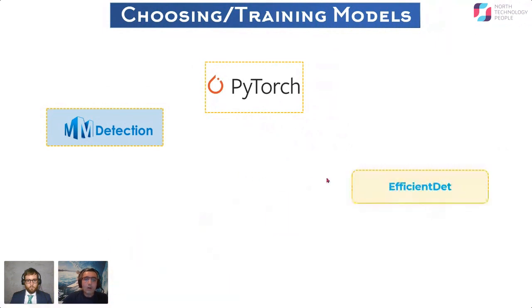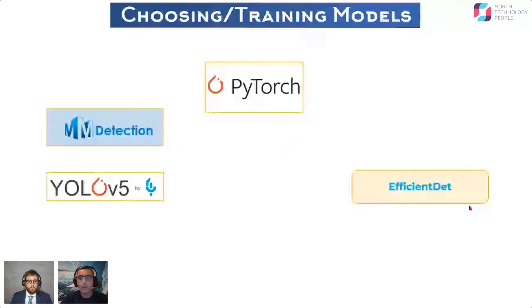And we also have the choice to choose EfficientDet. EfficientDet shows great results in both academia and industry. And there's also YOLOv5, which is quite popular because it's very light and trains fast, and it's also very suitable to be used on mobile devices, for example.